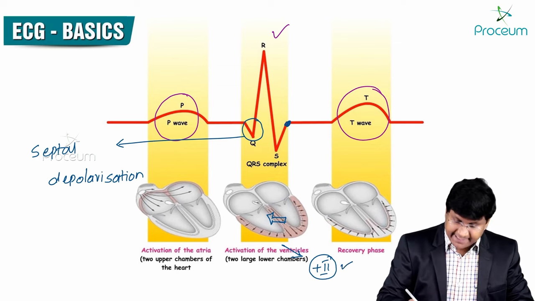So, you take this question. Which leads are the bipolar leads? Limb leads, augmented leads, chest leads. Remember, your limb leads are your bipolar leads.